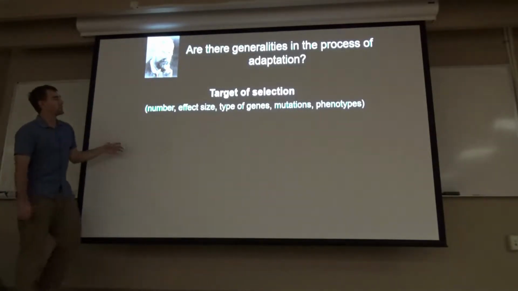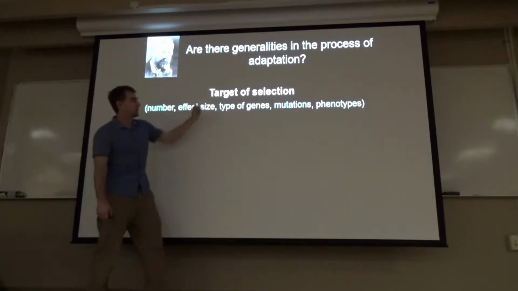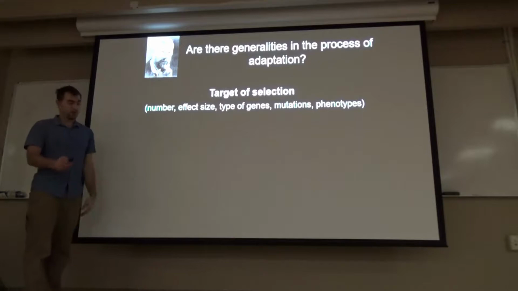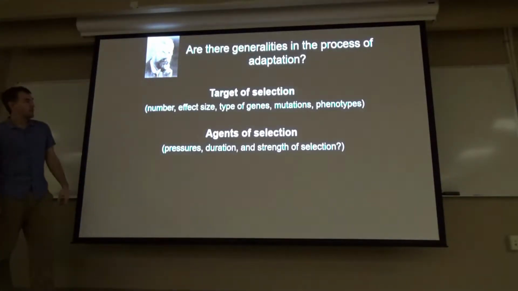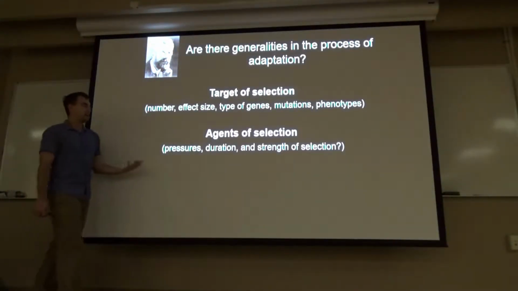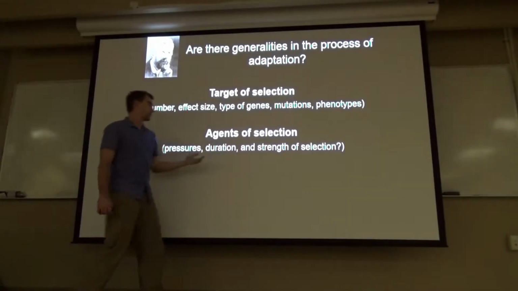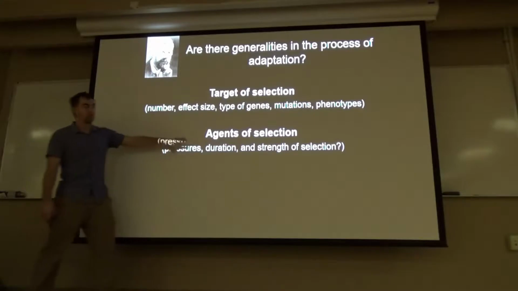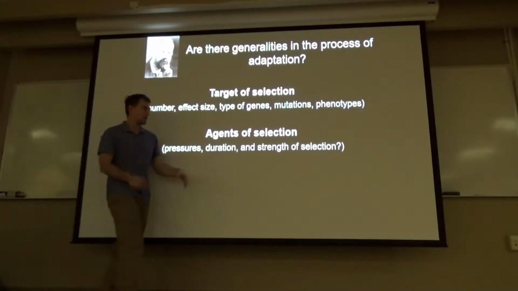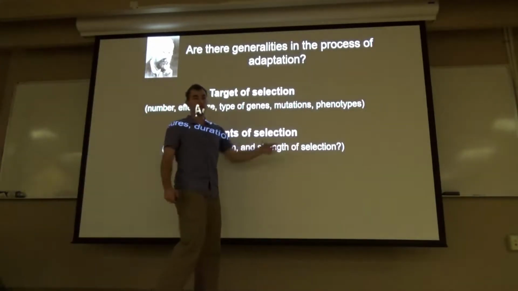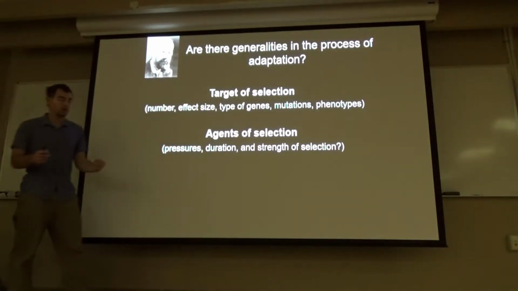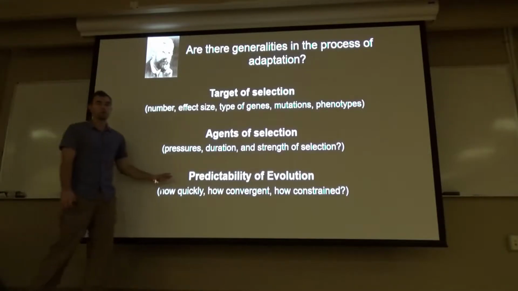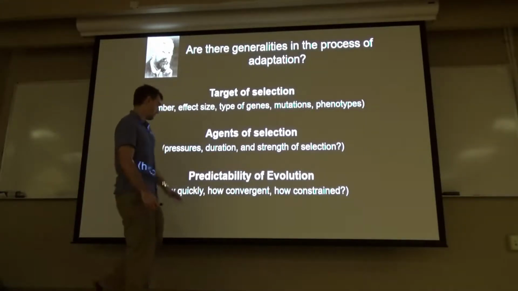That is, are there differences in the number, effect size, or type of genes, mutations, and phenotypes that occur in adaptation? Second, he asked, are there generalities in the agents of selection that are actually acting among these disparate groups of organisms? That is, in the type of selection pressure, the duration that selection actually occurs, and the strength of selection, so how strong selection is for any given generation. All of these are getting at really understanding the predictability of evolution in general in these natural populations.